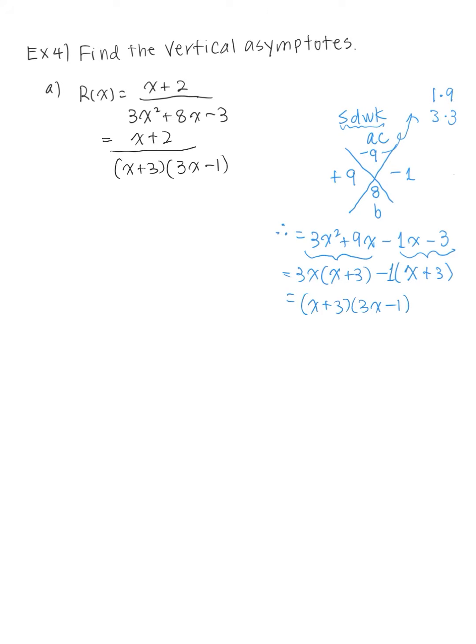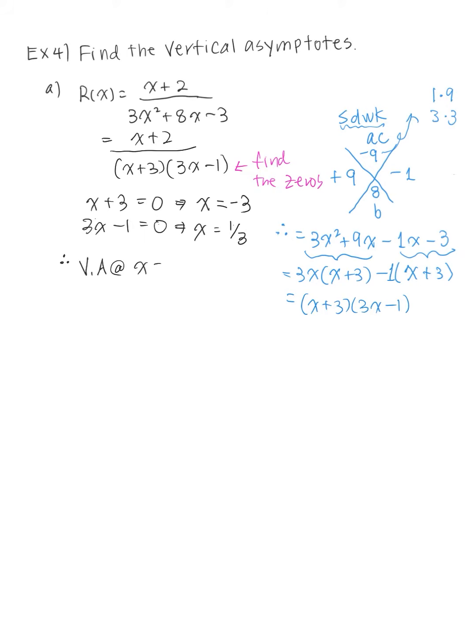Okay, so let me just write everything out. So now we have to find the zeros. In this case, x plus 3 equals 0, which means that x equals -3 is one of the vertical asymptotes. And then we have 3x minus 1 equals 0, which means that x is going to be 1/3. So therefore, we have vertical asymptotes at x equals -3 and x equals 1/3.